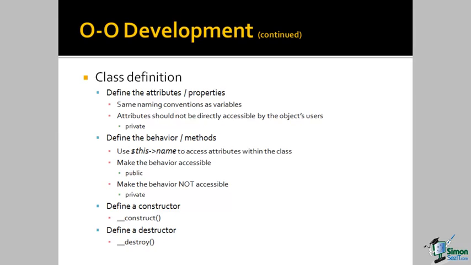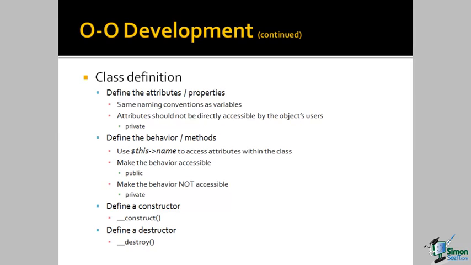Then we need to decide how we're going to construct these objects. What is necessary to make an object of this type? And then finally, when the object is no longer needed, we need to define how the object should release any internal resources that it needs to release, and define a destructor for the object.